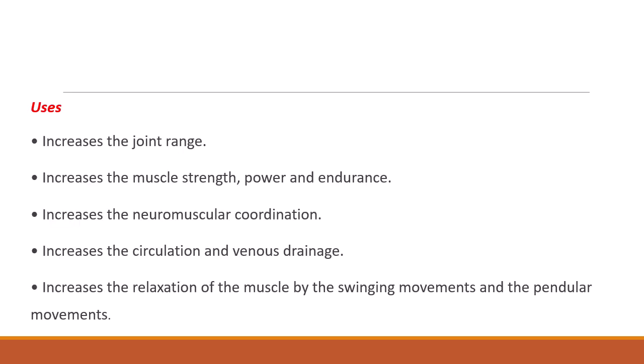We discussed the example, bending and touching the great toe. The patient concentrates and tries to focus on touching the toe. Then uses, what are the major uses when we do these exercises? Increase the joint range, increase the muscle strength, power and endurance, increase the neuromuscular coordination, increase the circulation and venous drainage, and increase the relaxation of the muscle by the swinging movement and the pendular movement. Okay.